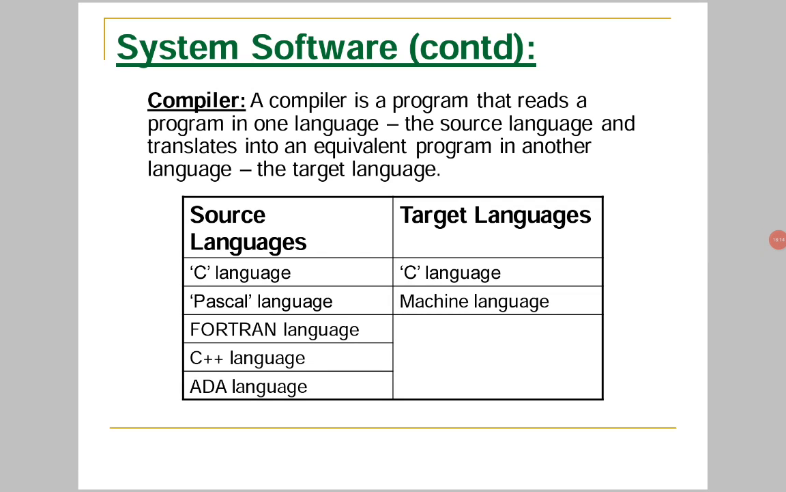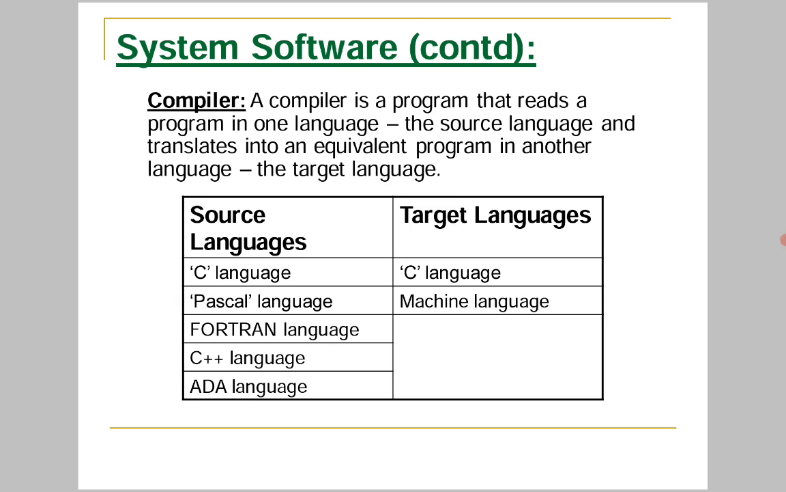So what is system software? There are many other types of system software, like operating systems, translators, compilers, interpreters, and editors. Another type of system software is the translator. What is a translator? A translator is used to translate the source code that is written in any high level language into the corresponding object code.